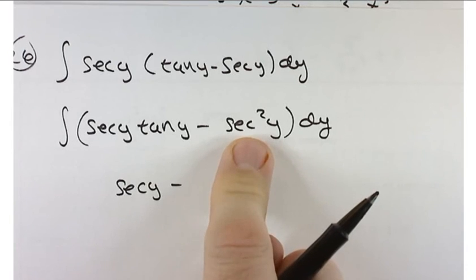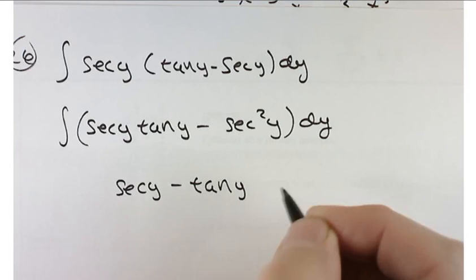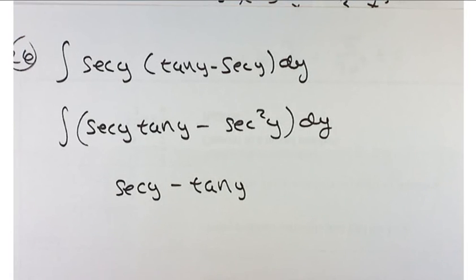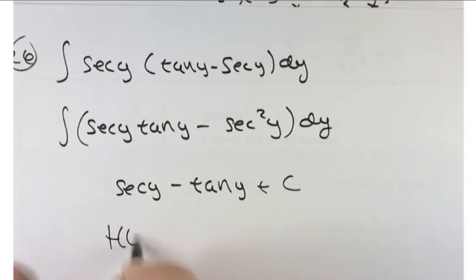What do I differentiate to get secant squared? Tangent of y. What do I do to get the problem completely right? Plus c. Well done.